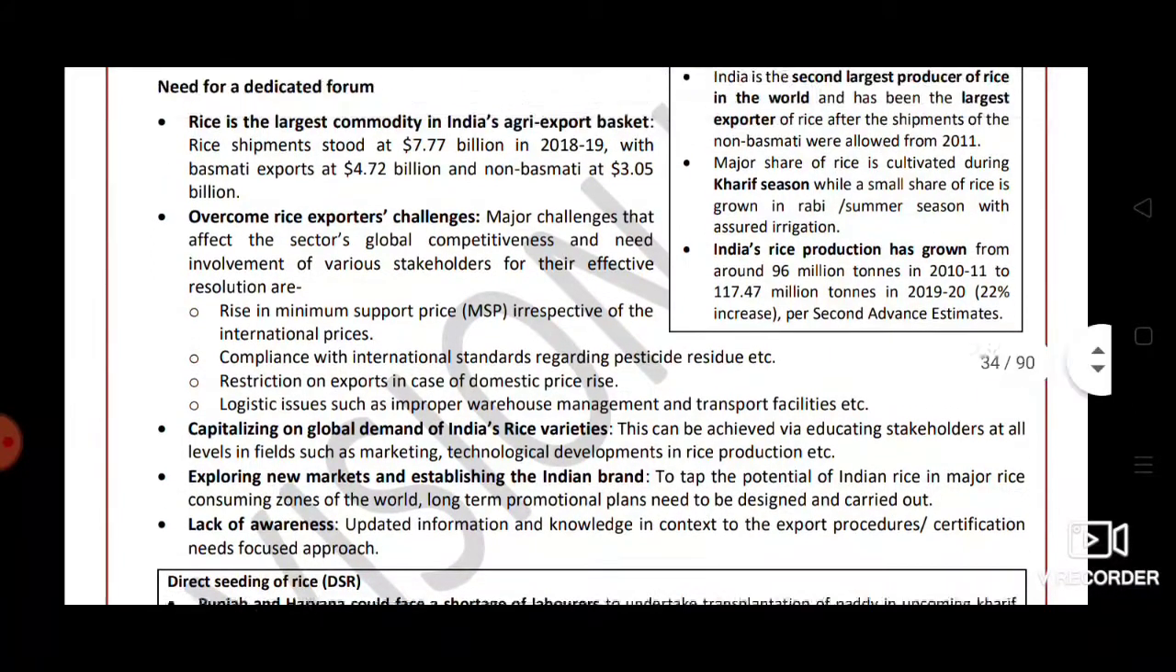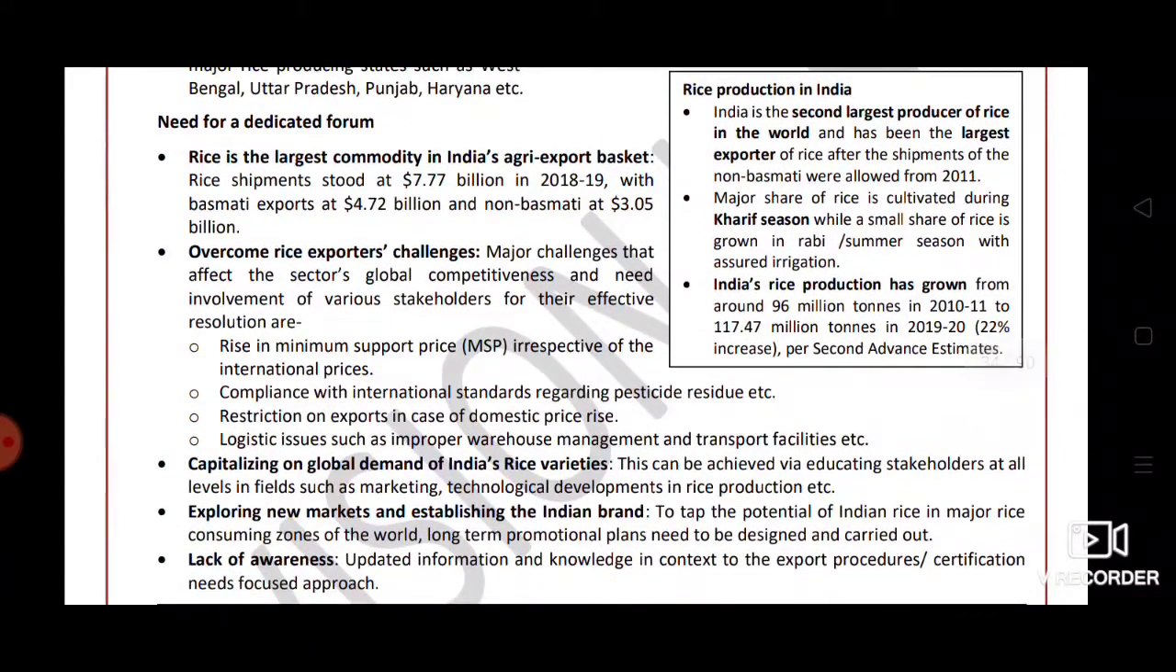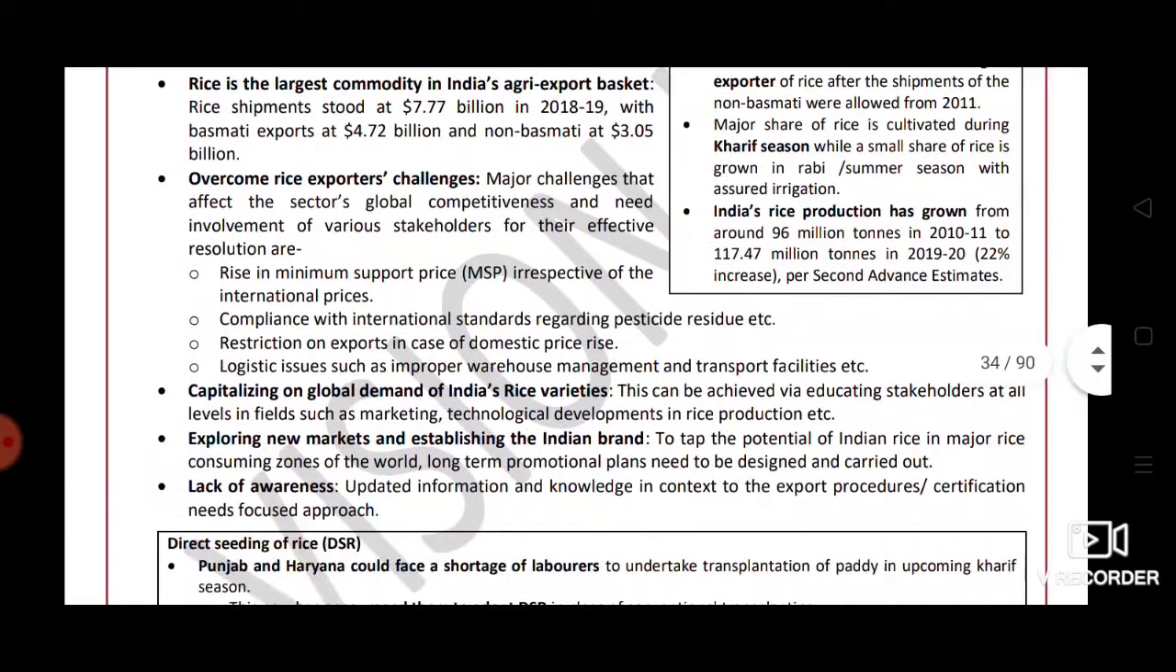So why we are having this rice export promotion forum? It is so that we can sell or export our rice in large number, overcome the exporters' challenges, capitalize on the demand of India's rice, make the Indian brand of rice famous and of good quality, and finally to overcome the lack of awareness.